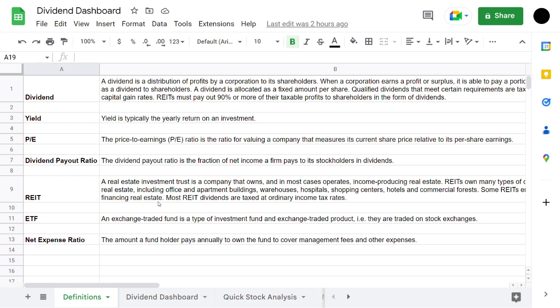But before we dive into the dividend dashboard, I thought I'd just show you some definitions here, and you can refer back to them if you need to.